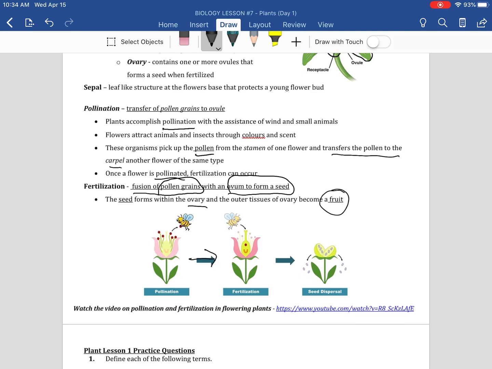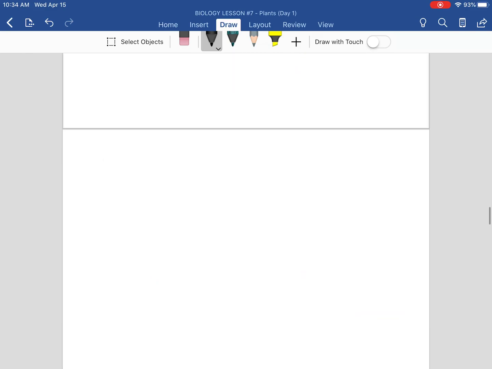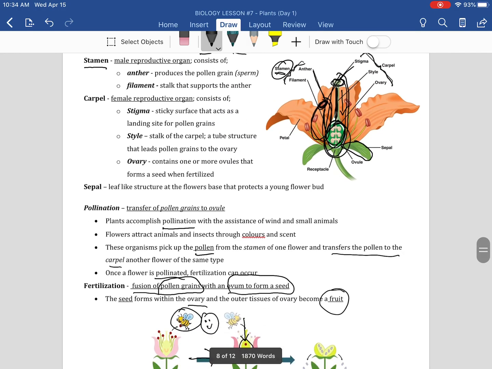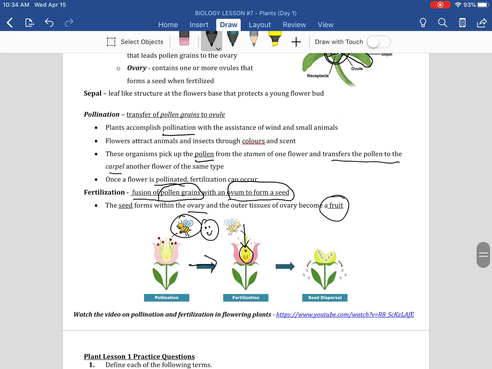So here you go, pollination. That's why bees are so important. Yay, we like bees, because they help with pollination. And then the fertilization occurs where it goes down into the ovule right here to meet with the egg, and then a seed is formed in the form of a fruit, and then those seeds start to grow into another plant.